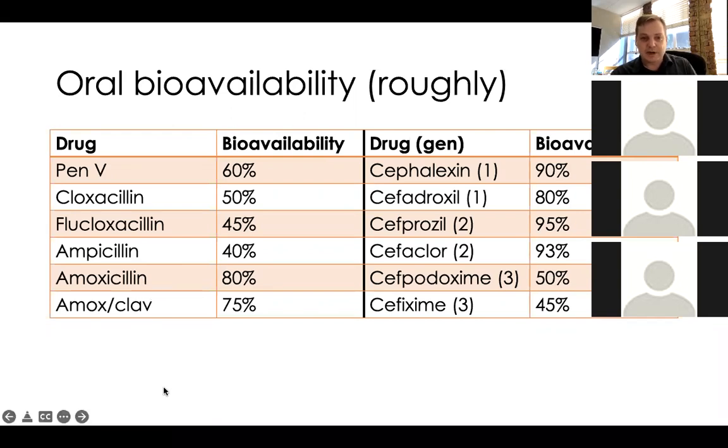And then Augmentin I put in the bottom there because that's a drug we often give orally. It's the clavulanic acid that's the rate limiter there, but it's still pretty well absorbed, about 75%.